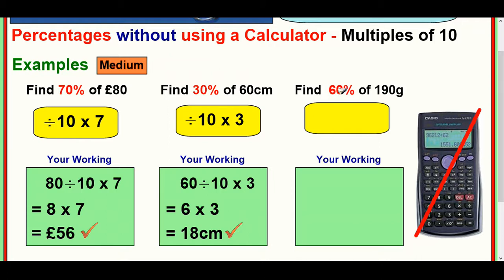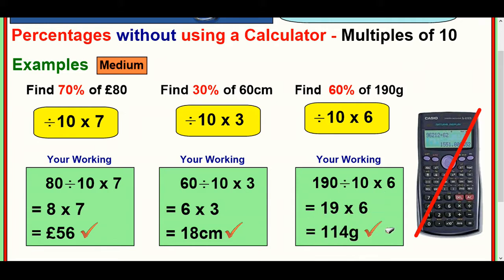And the last one, similar idea. To get 60%, again, divide by 10. You'll notice the same start every time. But this time, you get 10% and you times it by 6 to get up to 60%. So we'll take 190, divide it by 10, and times it by 6. Again, this bit's easy. It just comes to 19. You times that by 6, and 6 times 19 is 114 grams.